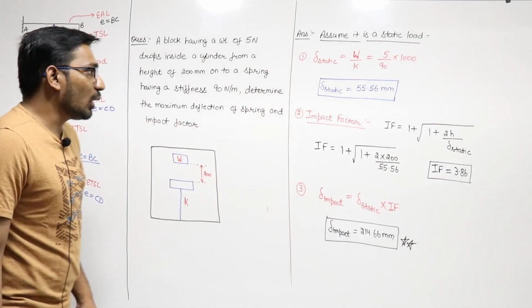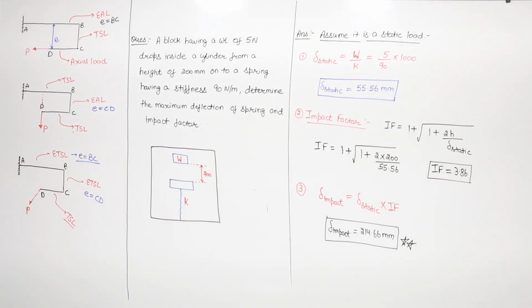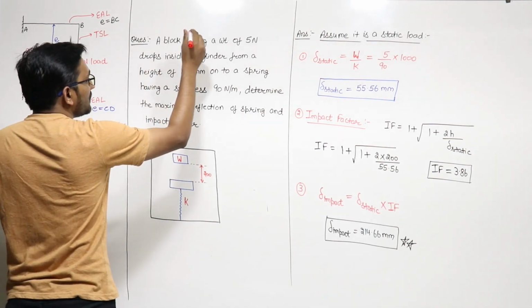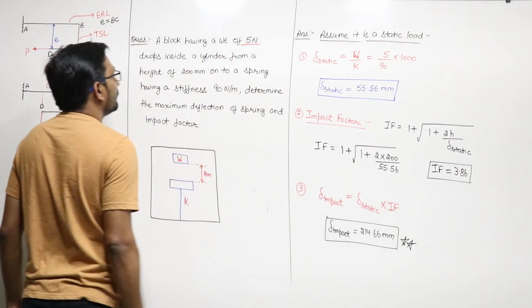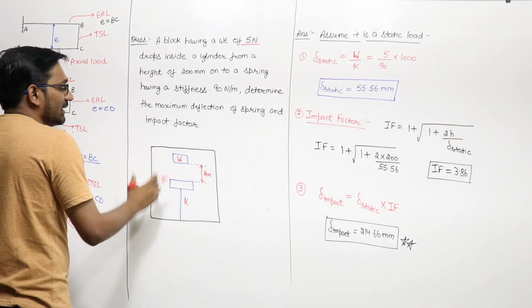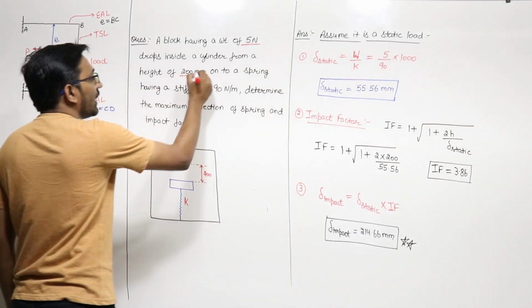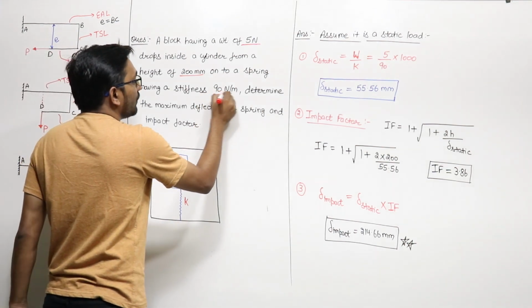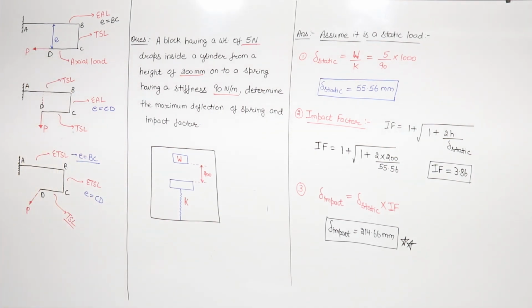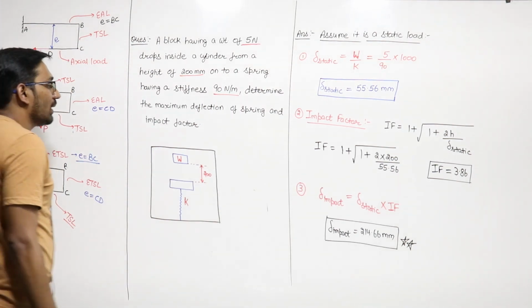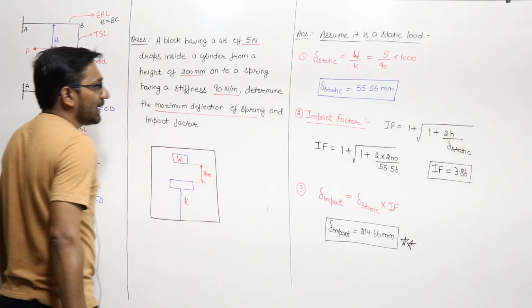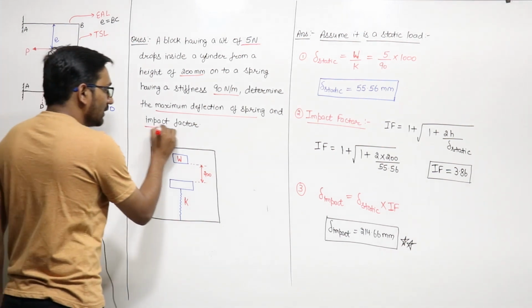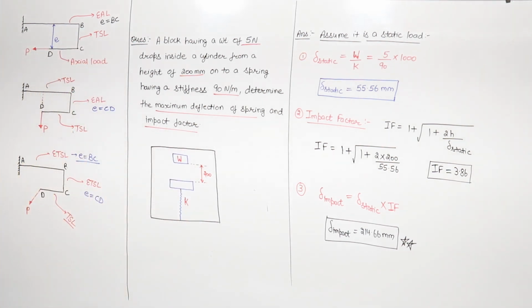So let us solve one numerical on impact factor or impact loading. The numerical says that there is a block having a weight of 5 Newton which drops inside a cylinder from a height of 200 mm onto a spring having a stiffness of 90 Newton per meter. We have to determine the maximum deflection of the spring and the impact factor.